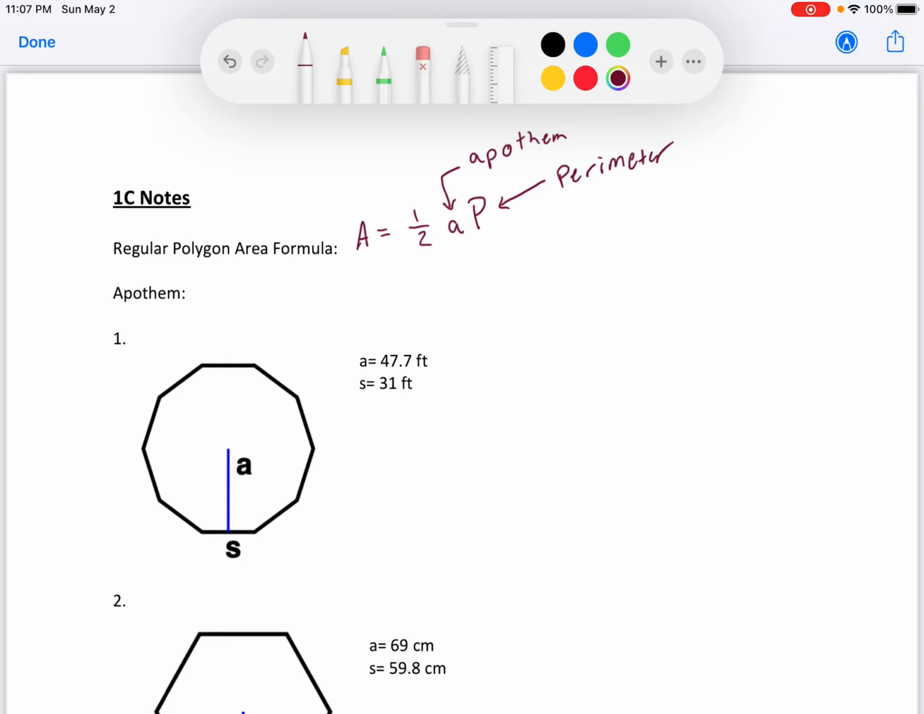Now the apothem is going to be a new term for us, and that is the measurement from the center of the figure to any of the sides on the outside of the figure. Now that line goes from the center to any of the sides, and it intersects the side at a 90-degree angle. So it is perpendicular to any side.